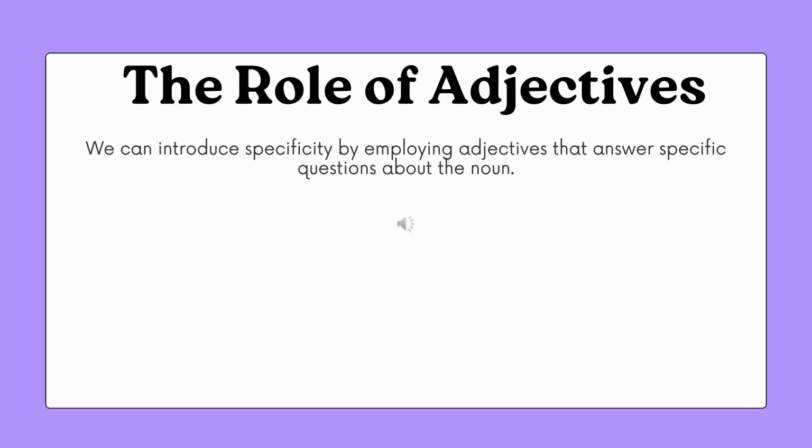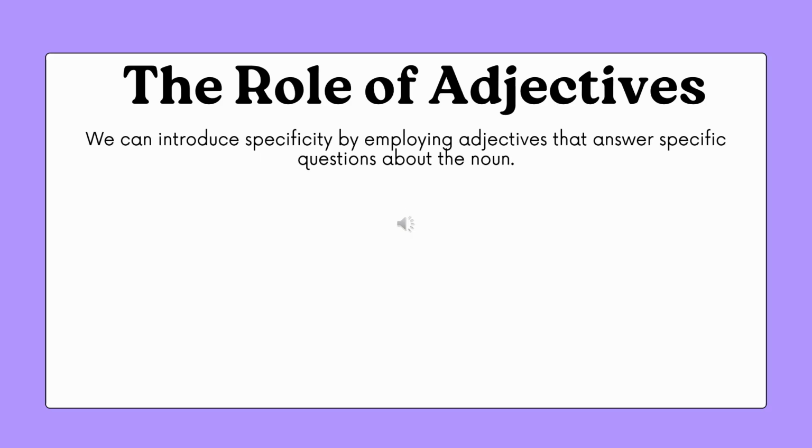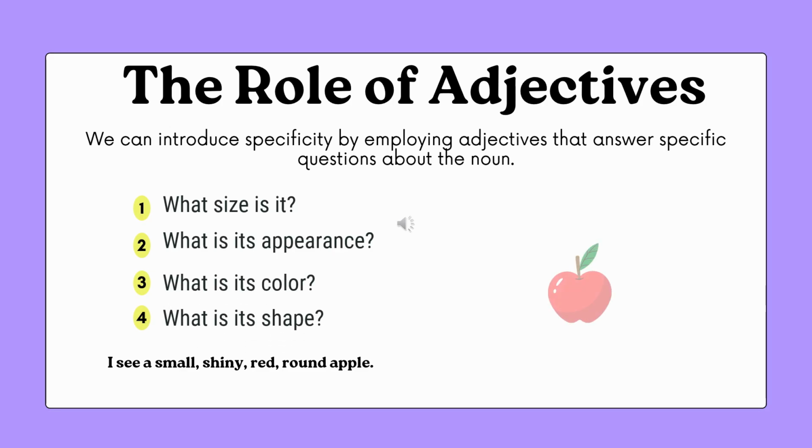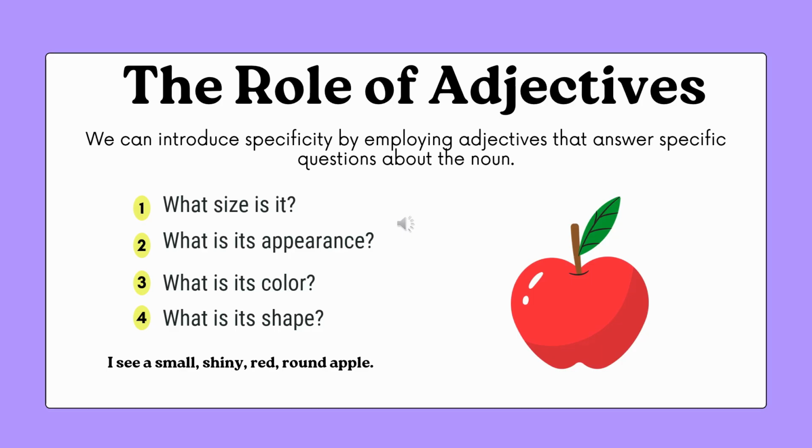Look at the specific role of adjectives. They add specificity by answering key questions about a noun. For example, what size is it? Small. What is its appearance? Shiny. What is its color? Red. What is its shape? Round. All these roles come together perfectly in a single sentence. I see a small, shiny, red, round apple. See how each adjective builds a clearer, more detailed picture?